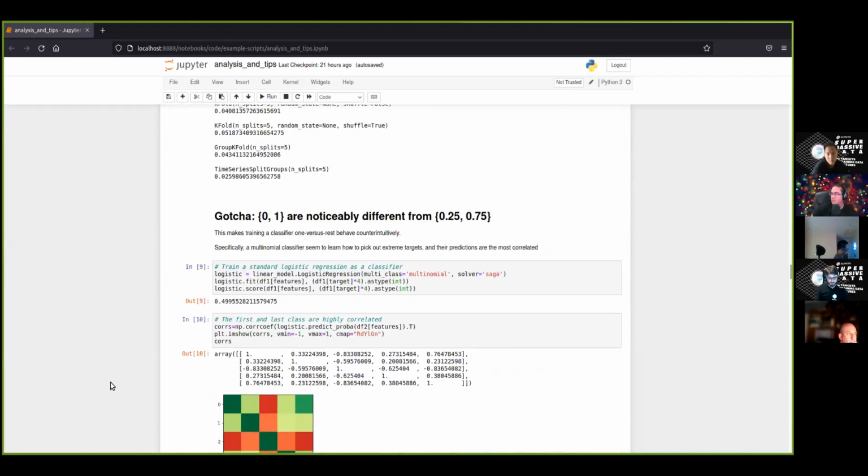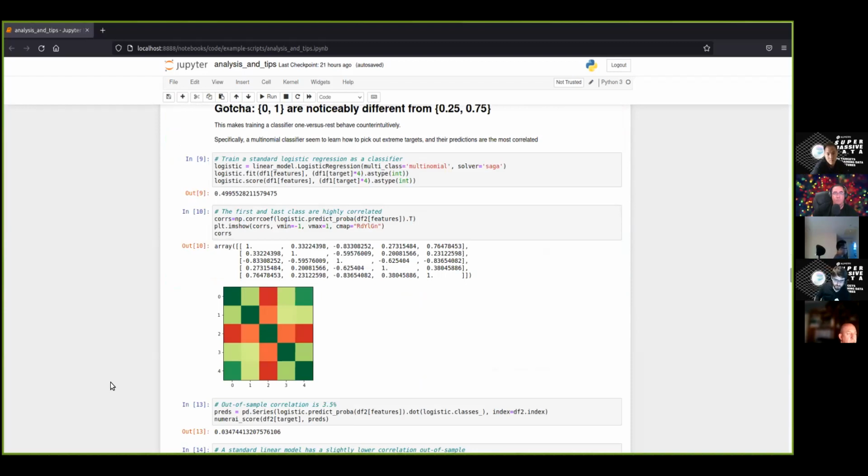Okay. This is the same as before, just showing that the extreme bins, if you're building a classifier to predict things, you get this kind of odd pattern where the predictions of the extreme bins tend to be correlated with each other. So this linear classifier is pretty good at telling when something is an extreme bin, but it's not that good at telling you which extreme bin it is, which is kind of an interesting property.